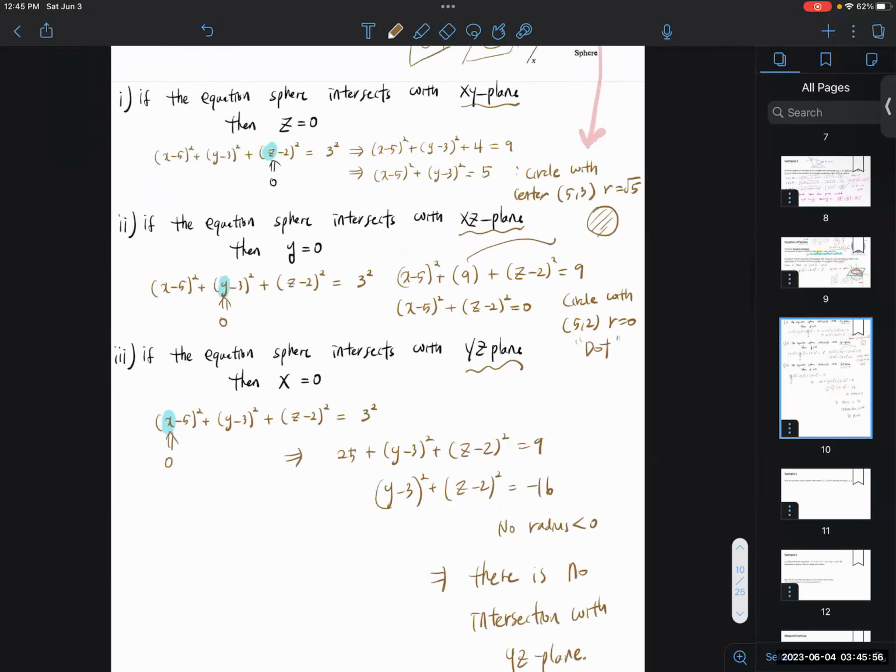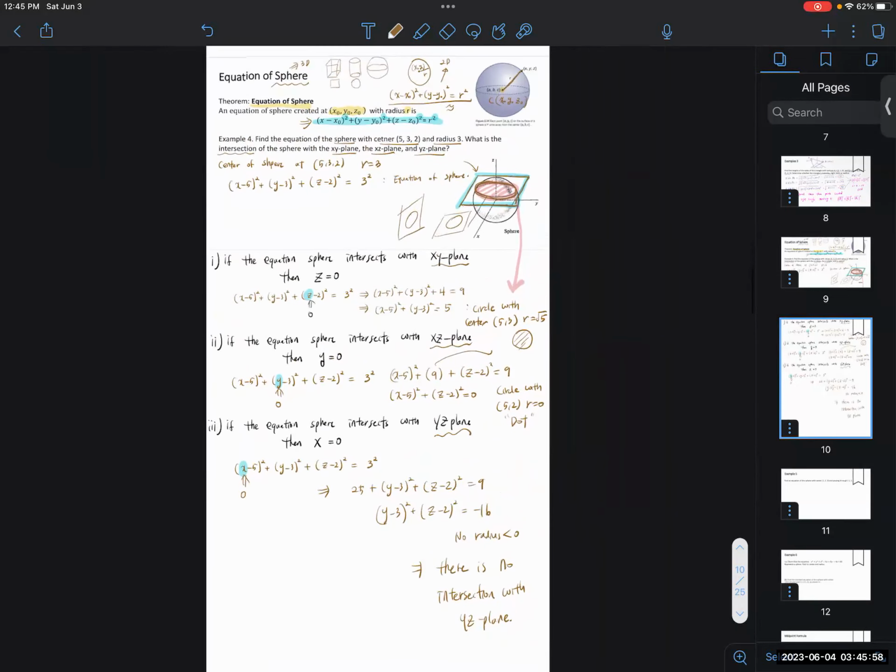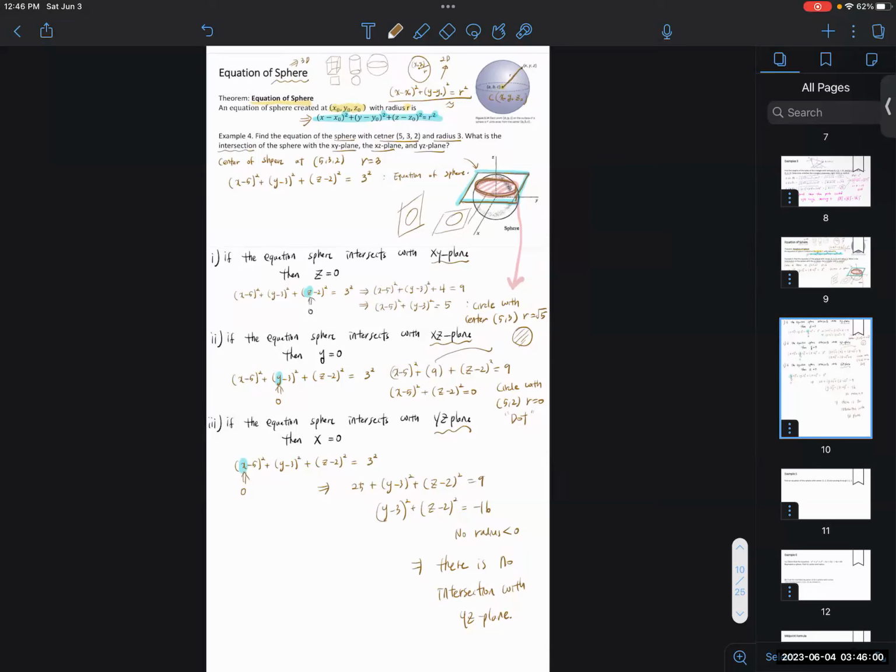So you see that in each plane, you have a different scenario with the sphere equation, correct? When you hit the XY plane, you will see the circle equation. But when I hit the XZ plane, actually we just hit very tiny. They just hit the point. And the last one, they don't even hit the YZ plane. So that's where this sphere equation existed in the air.